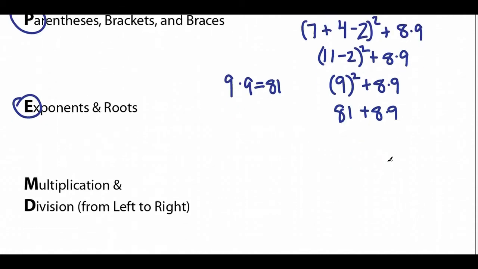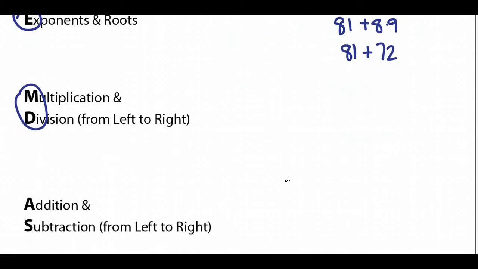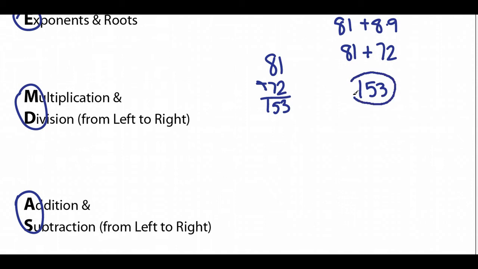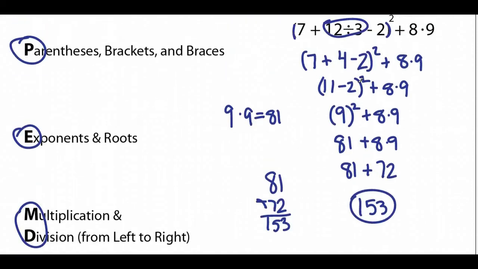Now don't get ahead of yourself here. We're now on our multiplication and division, so we have to multiply here before we can add. So 8 times 9 is 72. We have 81 plus 72, and now we do our final step of adding and subtracting, and so we say 81 plus 72 is 153. And again, we funneled down nicely to our final answer.